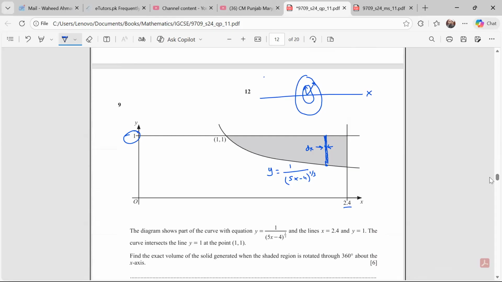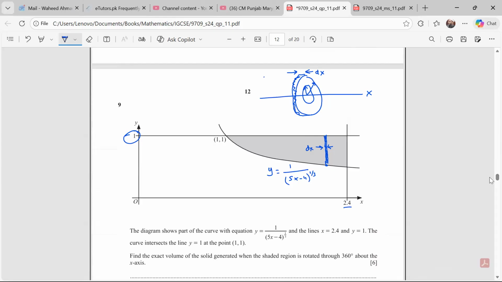When I rotate this thin vertical strip around the x-axis, it will make a disk like this. This disk has a width of dx only, so this width is dx, and this is the shape of it. So what's the volume of this disk?